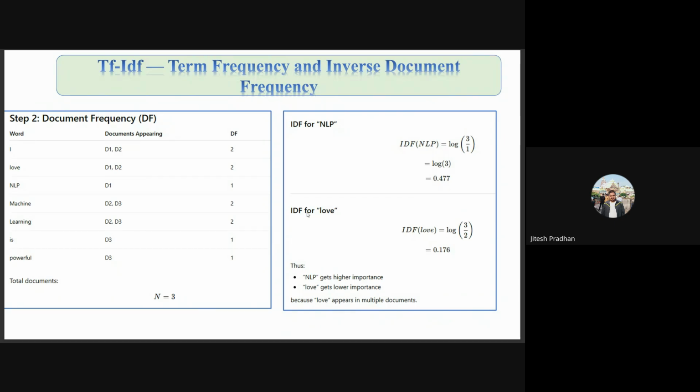Look at the IDF for love. Love has appeared in 2 documents, so the document frequency was 2, and it is 3 by 2. Log 3 by 2 is 0.176. If the term is more frequent across the documents, its IDF value will be less. If the word is unique, the value will be high. So it gives more importance to words that are more unique and less importance to words that are more frequent. NLP gets higher importance because it is rare. Love gets lower importance because love appears in multiple documents.